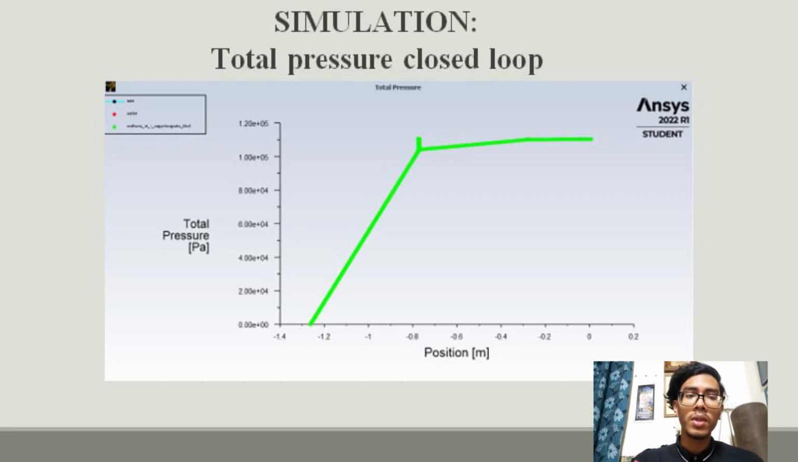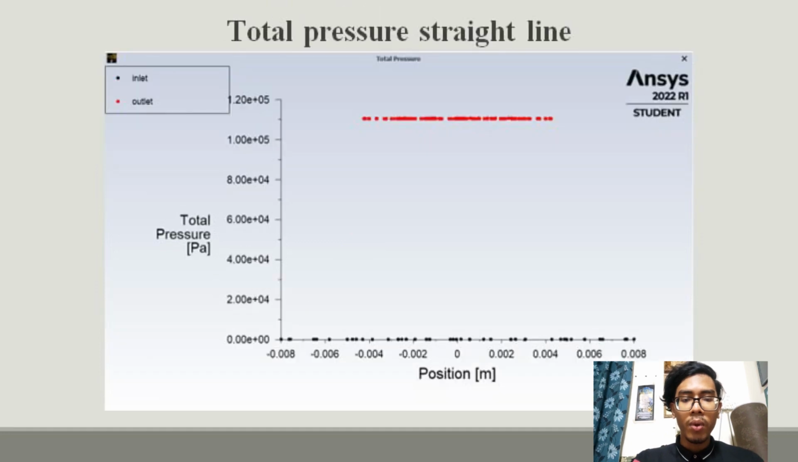Next, for the total pressure straight line, the point at the inlet is 0 exponent positive 0, and for the outlet is 1 exponent positive 5. So we can see the difference of point for inlet and outlet for the total pressure straight line.